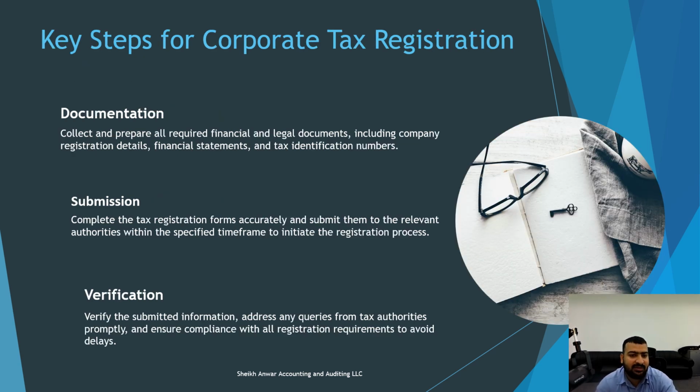So in this slide, we have key steps for the corporate tax registration. For the corporate tax registration, we have documentation, submission, verification. In the documentation, we need to collect all the legal documents, including company registration detail, financial statement, and tax identification number, like TRN. For that, we need to go to the FTA portal where we need to create an account for the tax registration. If the person is registered with the VAT, we need to log in with the credential. We need to go to the corporate tax section and fill all the required documents. After completing the form, we need to submit. After that, FTA will review our application. Once they approve, we will get our corporate tax registration certificate.